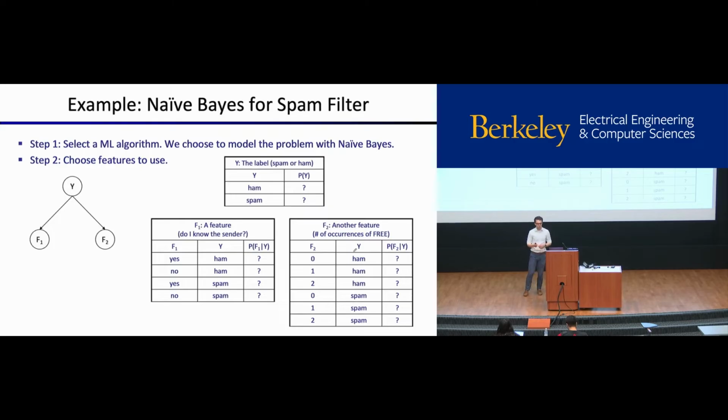So the process is we're going to select a machine learning algorithm. Here we've picked the naive Bayes model. That's the machine learning model that we're going to use. Then we choose what features to use. Here we've chosen 2 features. There's one feature, do I know the sender? Are they in my contacts? And another feature is just the number of occurrences of the word free in all caps. These are just our 2 features. If you want to use more features with your model, maybe you can build a better model. But for the sake of fitting it on the slide, we have 2 features. And we don't know any of the numbers in these tables.